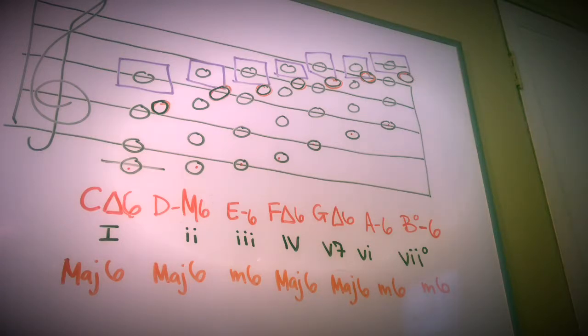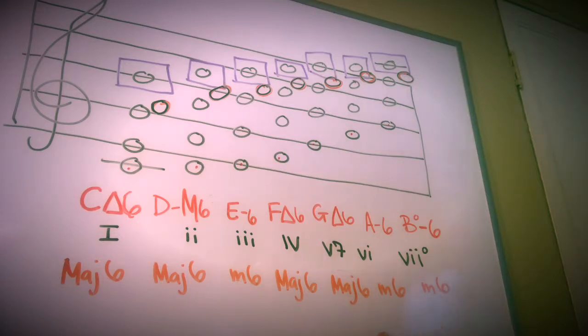If we lay out the triads diatonic to a major scale and then we add the diatonic 6ths on each of those chords, we find the major 6 on the 1 major chord, the major 6 on the 2 minor chord, the minor 6 on the 3 minor chord, the major 6 on the 4 major chord, the major 6 on the 5 major chord, the minor 6 on the 6 minor chord, and the minor 6 on the 7 diminished chord.